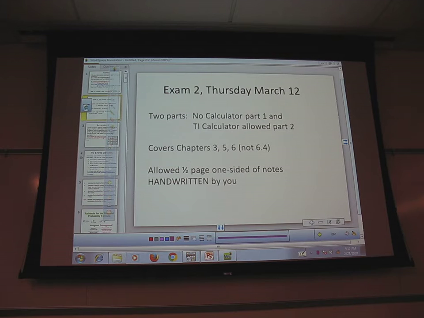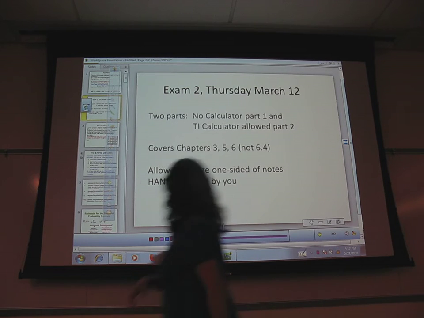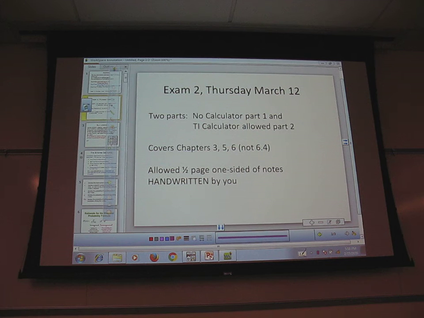And you again are allowed 1/2 page, one-sided of handwritten notes, handwritten by you, right? Of an 8.5 by 11 sheet, half sheet, one-sided. All right. So this much, one-sided.